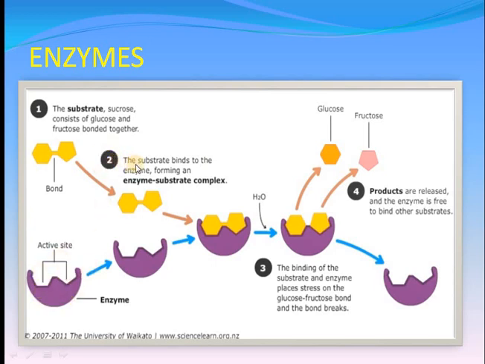In the second step, the substrate binds to the enzyme, forming the enzyme substrate complex. Here it combines and forms the enzyme substrate complex. Now water gets entry here. The third step is binding of the substrate, and the enzyme places stress on the glucose fructose bond and the bond breaks. Here is fructose, here is glucose.